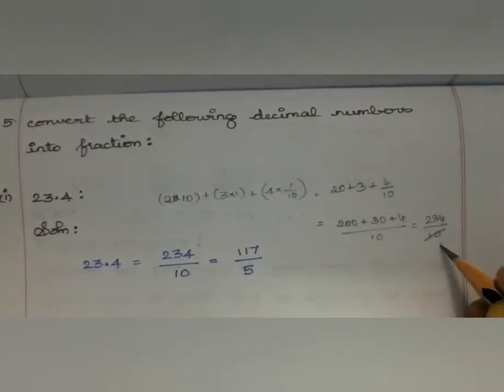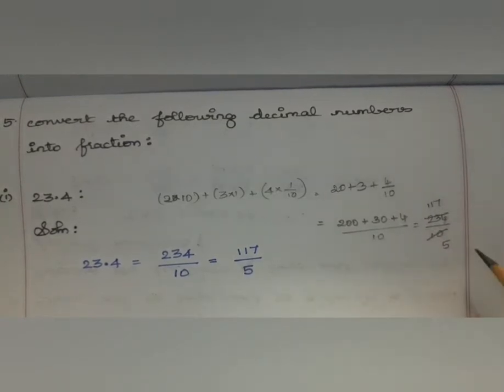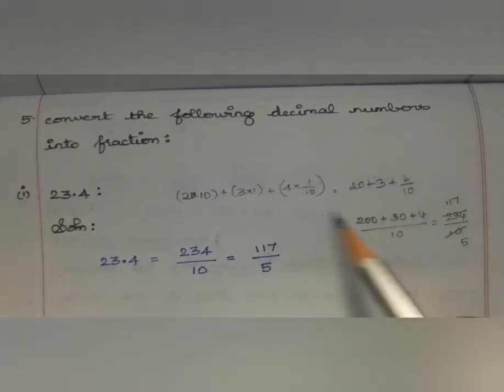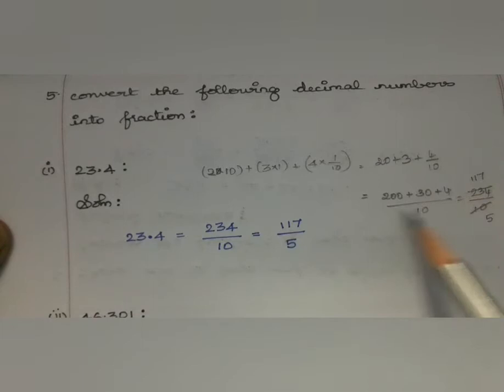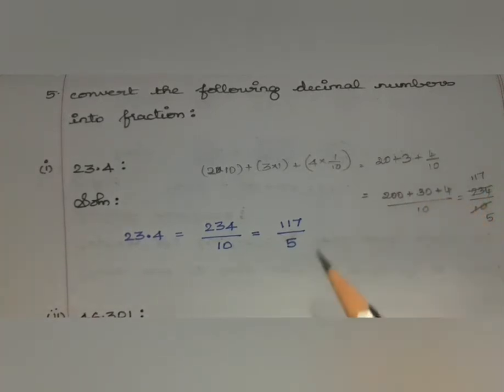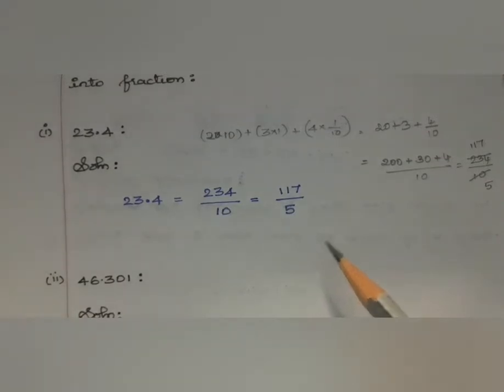So when you simplify, 5 2s are 10 and 1 2 is 2, again 1 2 is 2, 7 2s are 14. So you will be getting 117 by 5. You can go by this method, or we have already used this method, right? Therefore I have used one more method here in this exercise, that too in the miscellaneous problems.